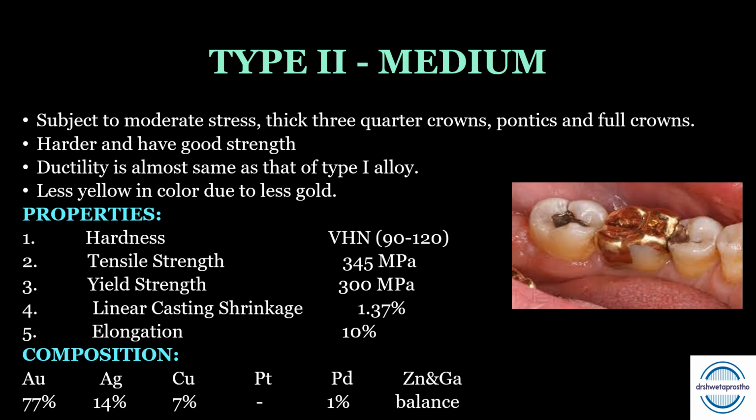Now talking about the composition, the gold content is decreased, it is 77%, silver is 14%, copper is 7%, palladium is 1%, and zinc and gallium maintain the balance.